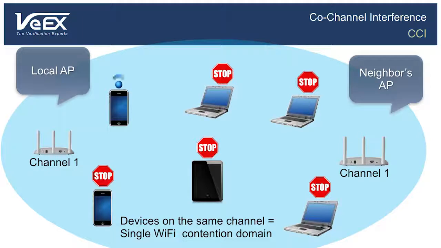To follow that previous analogy, that room full of polite people has now doubled in size, and half of them aren't even in your party. Everyone still waits their turn to speak, but they'll have to wait even longer. This phenomenon is called co-channel interference, or CCI for short.